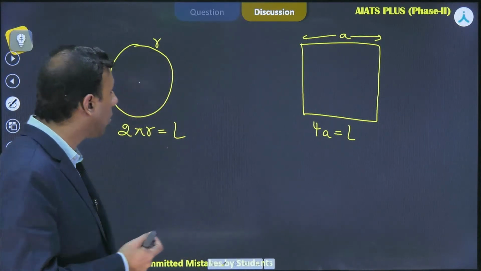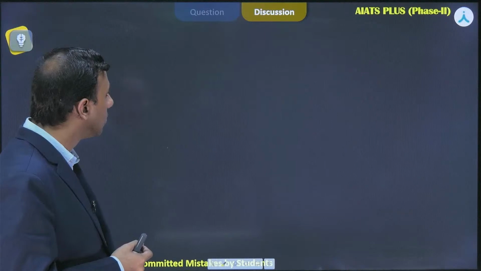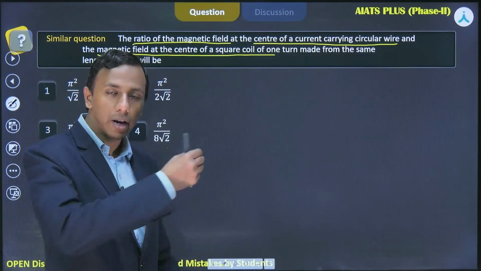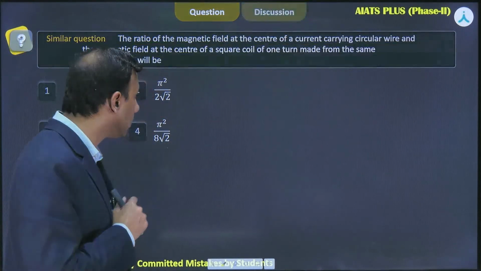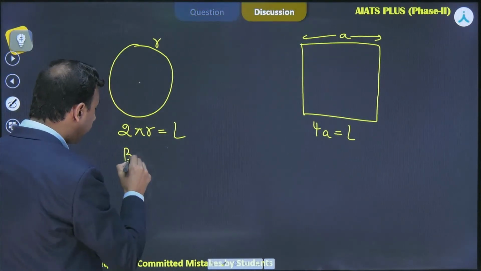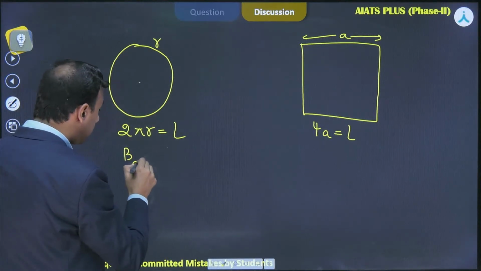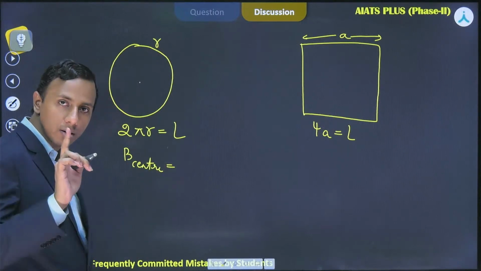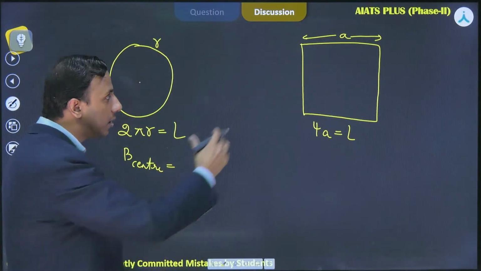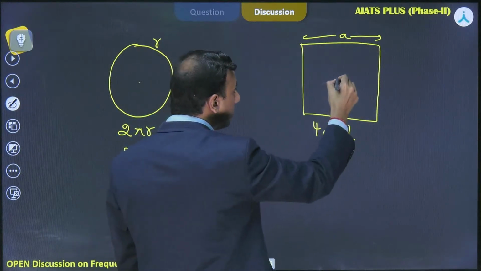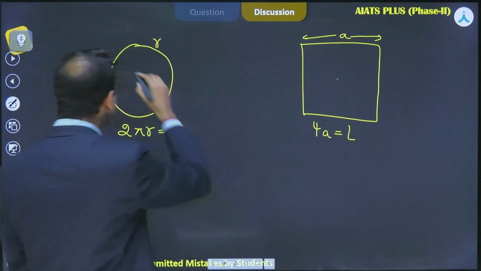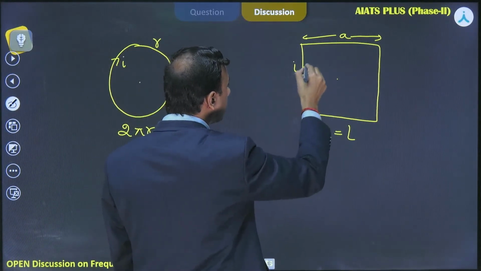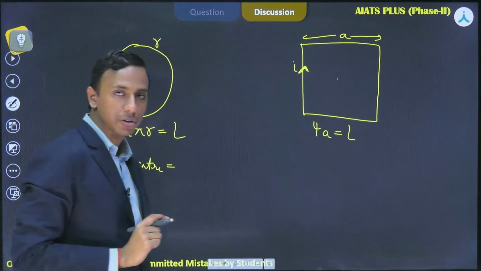Now what are they asking? They are asking the ratio of magnetic field. So you have to write the expression for magnetic field, right? For this one you already know the magnetic field expression at the center of the coil, which is what exactly? Mu naught I by 2R. So please write one over here. What about magnetic field over here at center O? And let me pass the current as well. Same current is flowing through them. So I have explained the question.